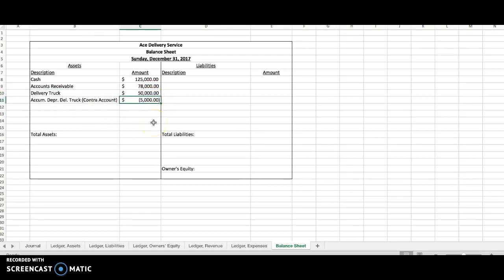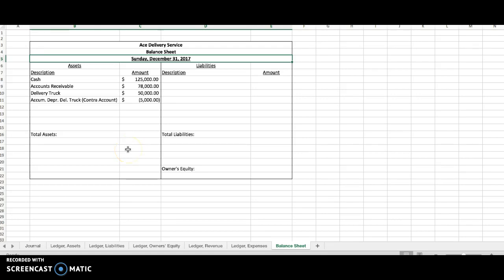Now that account does not lose its balance. It continues to increase 5,000. So at the end of next year, we'll still have delivery truck for 50,000, and we'll have the accumulated depreciation now for the second year, another 5,000, so it'll be 10,000. So you can quickly see, if you know what you're looking at on a balance sheet, that the company bought a delivery truck for 50,000, and now it is worth less than that. In this case, on this date, December 31, 2017, it is worth 45,000, and we can see that on the balance sheet. So that's the essence of this chapter.